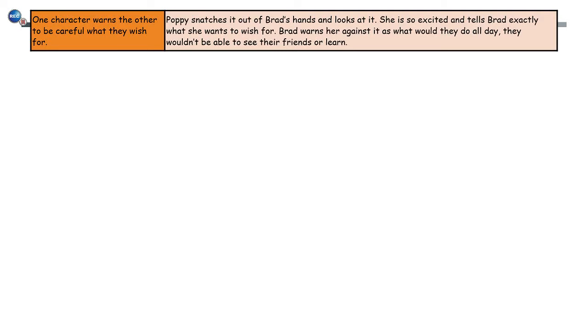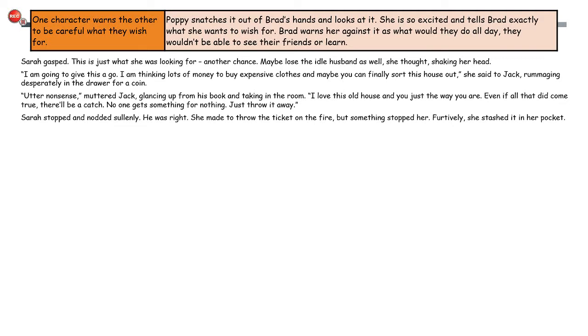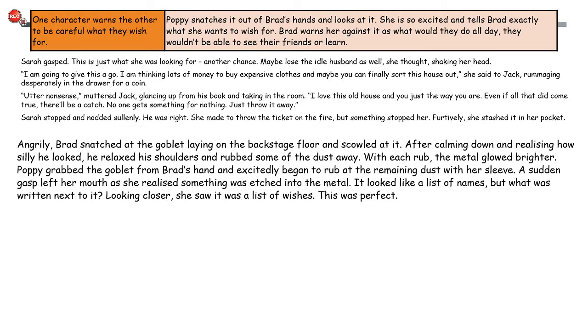So Poppy's going to snatch the goblet out of Brad's hand and look at it. She's so excited, tells Brad exactly what she wants to wish for. Brad warns her against it, as what would they do all day? They wouldn't be able to see their friends or learn. So remember, with a plan, you stick very closely to it, but it doesn't have to be word for word perfect. So there's the original one, and here's how I started mine.